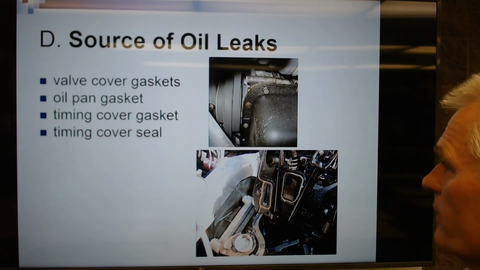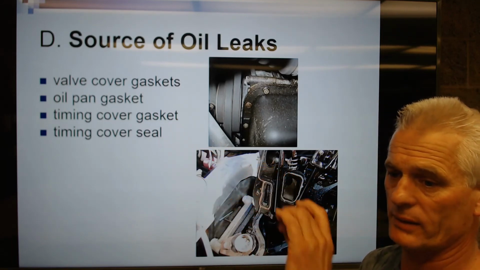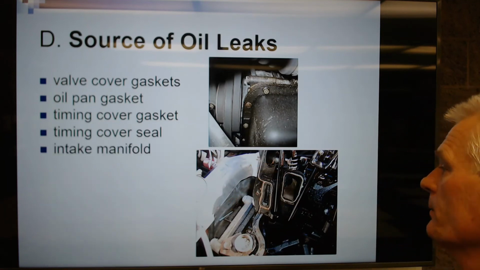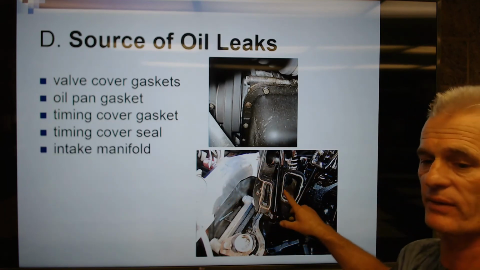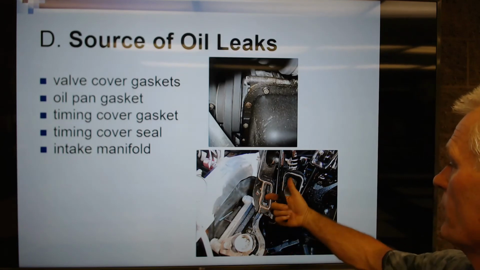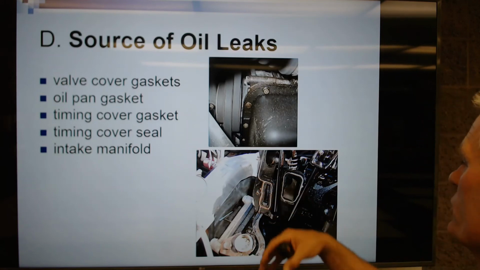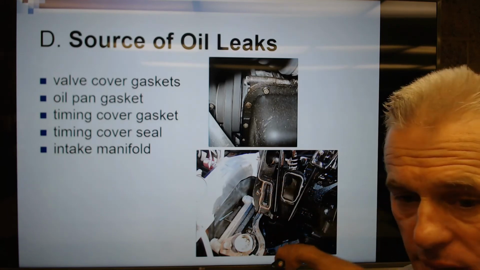Next is timing cover seal. So the timing cover gasket and the seal around the front of the crankshaft will leak. Those are fairly common. Intake manifold gasket leaks. Think Chevy 5.7 and 5.3s. Water crossover goes across the intake manifold, the front and rear. They're notorious for breaking the gaskets out right there, and then it starts leaking coolant into the valley.